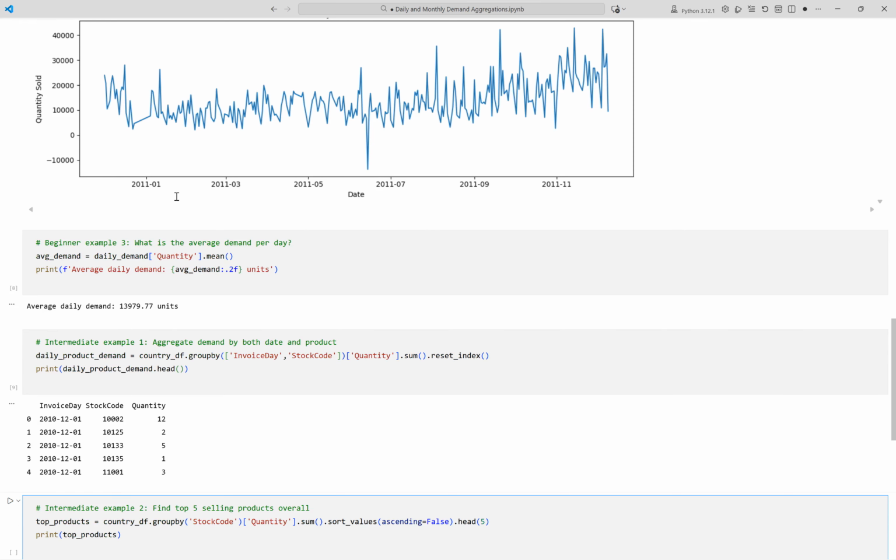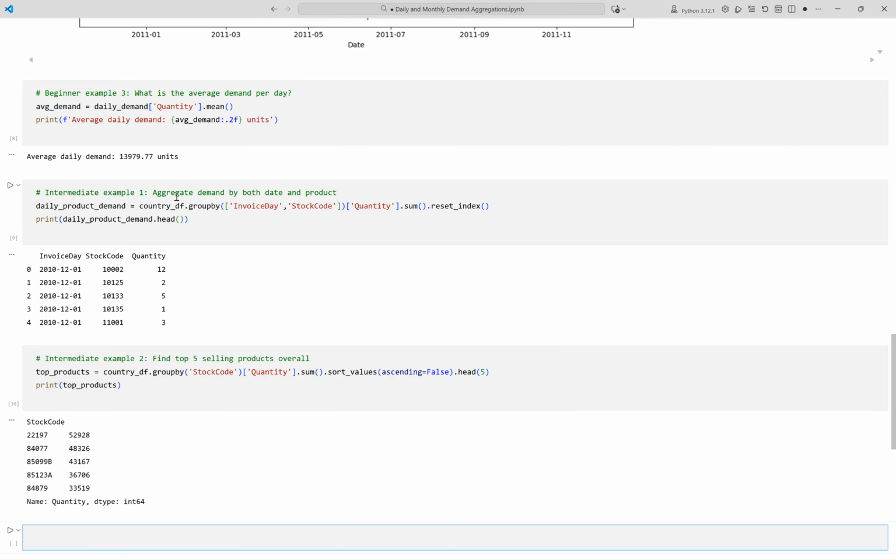Running the cell now. This output shows the top 5 best-selling products in the dataset, identified by their stock code, along with the total quantity sold for each. Notice how the code aggregates demand data by product, highlighting which items are in highest demand overall. This helps businesses prioritize inventory and procurement by focusing on their most popular products. Should your company focus forecasting and inventory on these top products? Usually, yes.